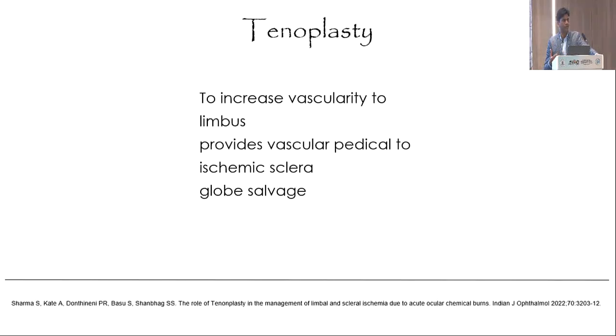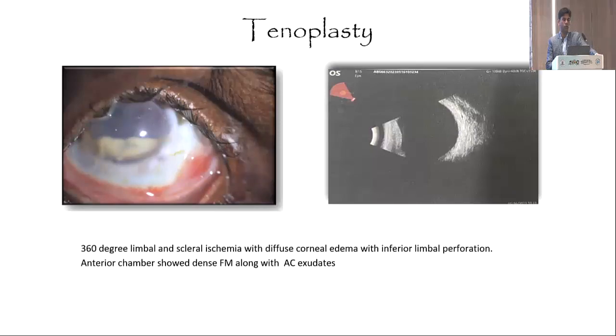Though there is a lot of symblepharon formation and conjunctivalization of the epithelium of the surface, it is just to salvage the globe. Otherwise, the eye may end up in phthisis. So here I am going to present a case. As you can see, there is 360-degree limbal ischemia.